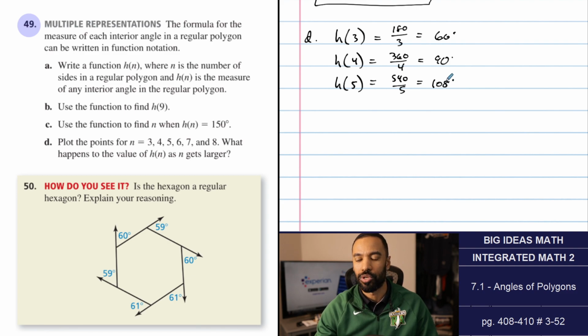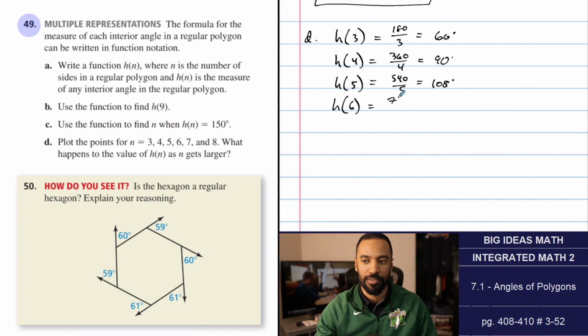One thing you can do, you don't always have to plug them into the formula, if that makes sense. It's always 180 more than the previous amount. So, you know, like half turns. How many? 7 and 8. So 120. h of 7, I don't know h of 7. I don't know 900 over 7.